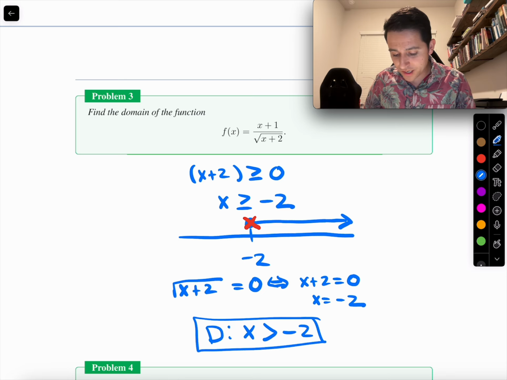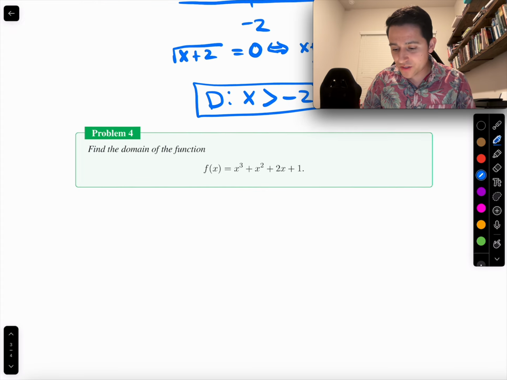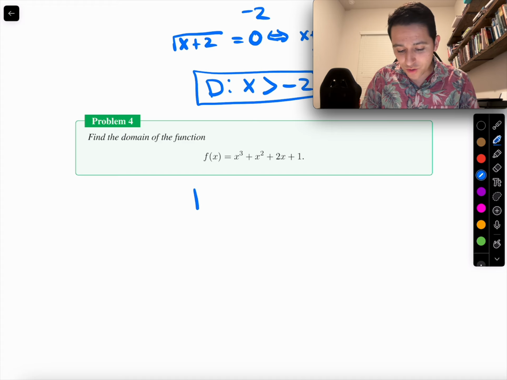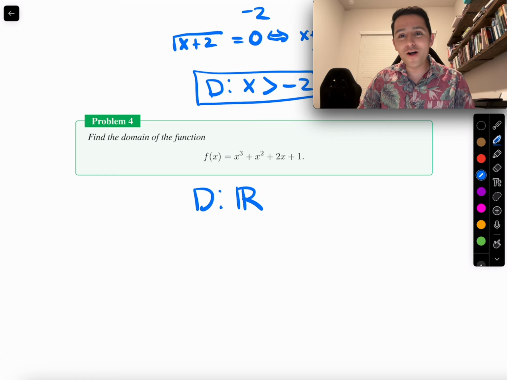Let's do one more example. Take a look at this next example. There is no variable in a denominator. There's also no variable inside of an even root. So there's nothing to exclude. Therefore, the domain is all real numbers.